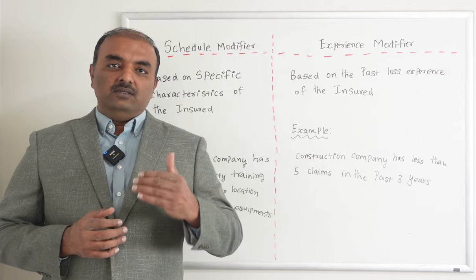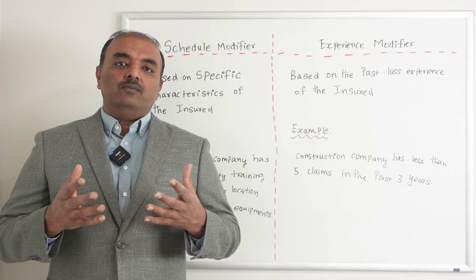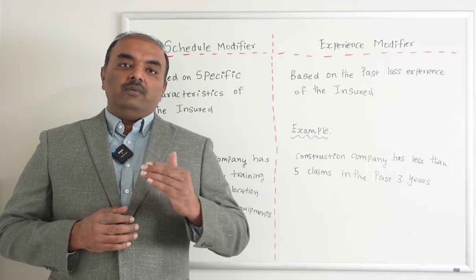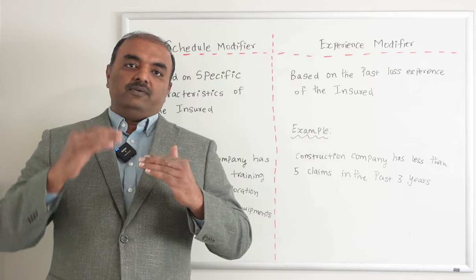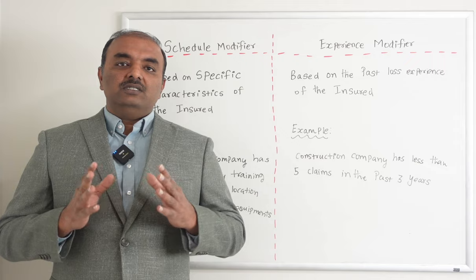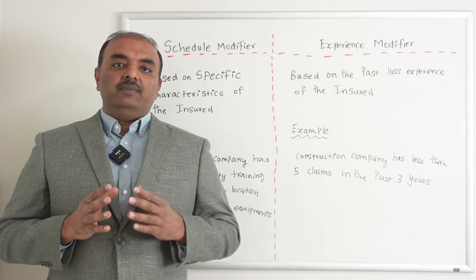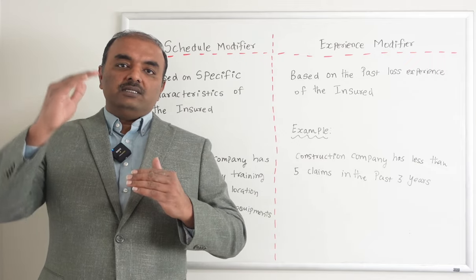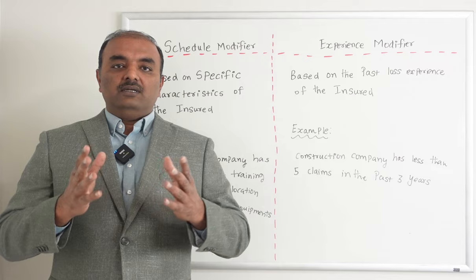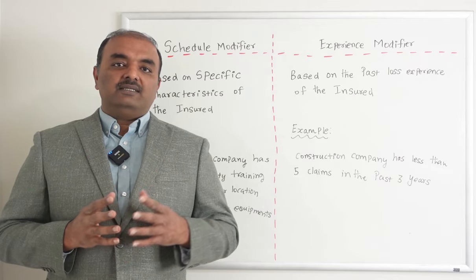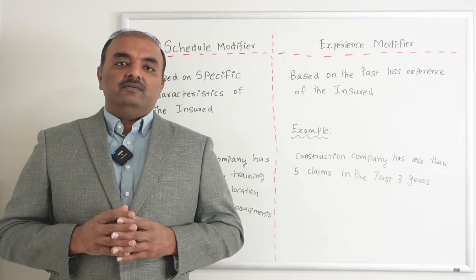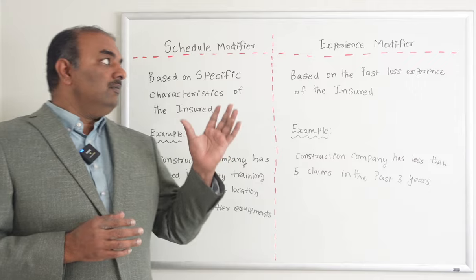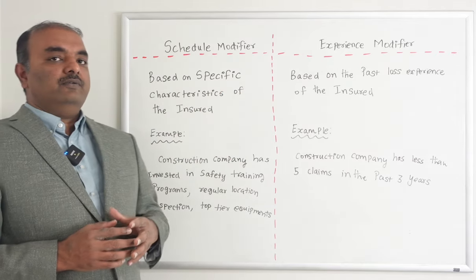Otherwise, if you don't have any safety precautions or if your company is prone to more claims, your premium can go up from the average value. So in short, a modifier modifies the base premium, either to increase or decrease it, based on your company characteristics or past claims. Under that umbrella we have schedule modifier and experience modifier.